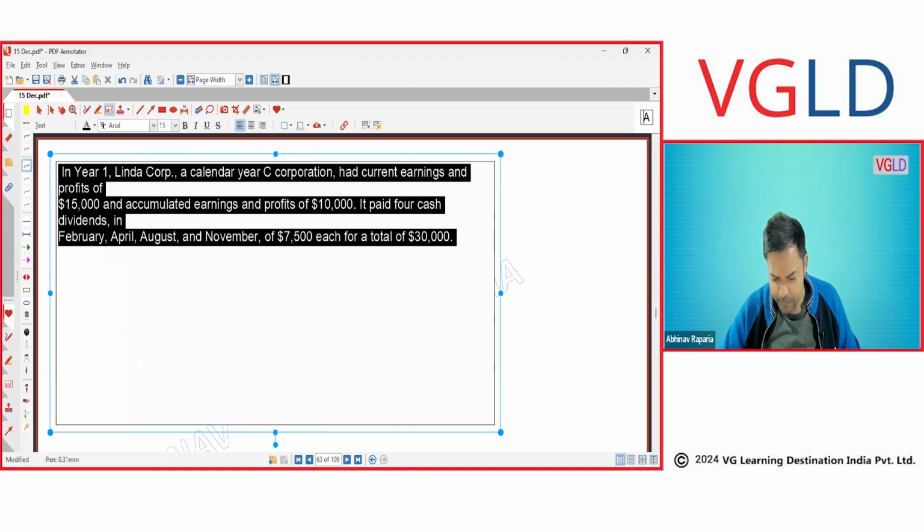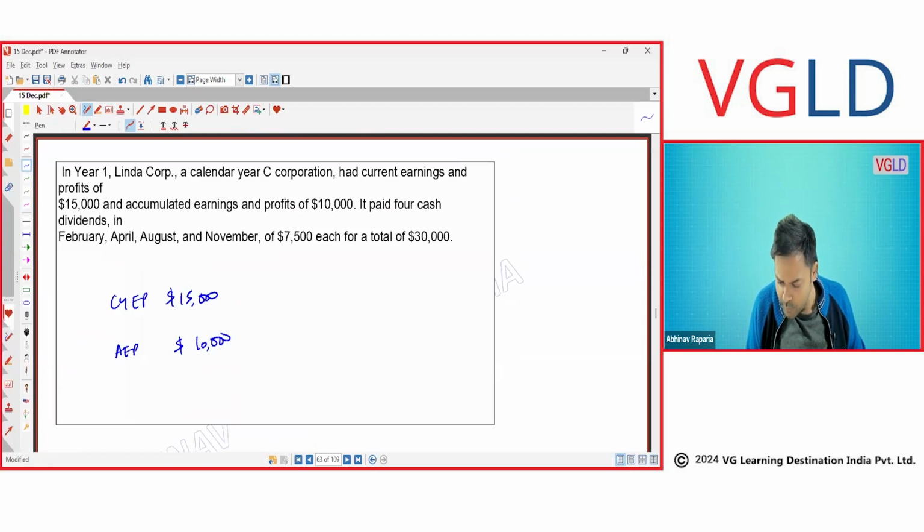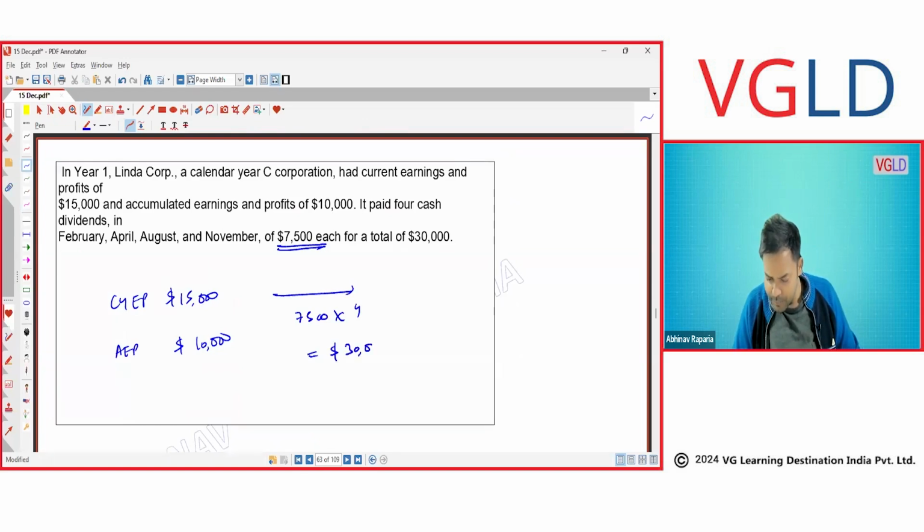Let's see that, guys. Year one, Linda is having current year earnings and profit of 15,000. Accumulated is 10,000. You are making a cash distribution of 7,500 into 4. So in total I'm making a distribution of 30,000. Is the point clear, everyone? Yes, no?